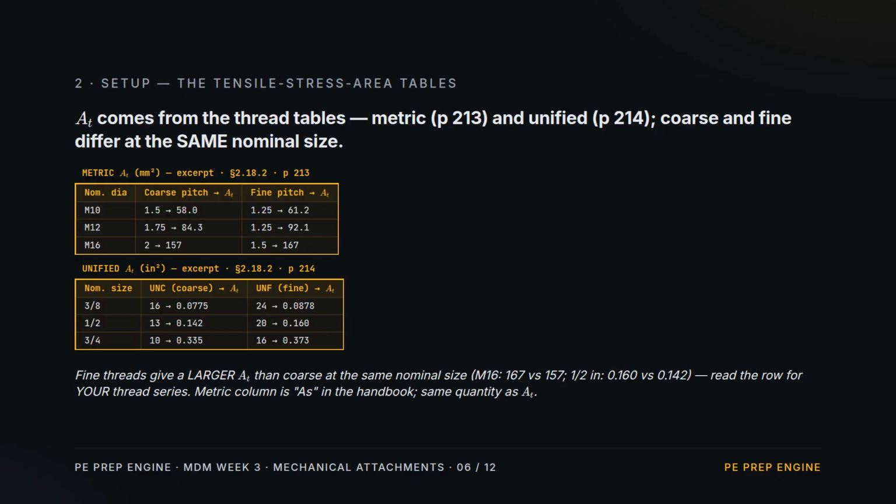Setup Part 1. The tensile stress area tables. The area comes straight from the thread tables. One metric table in square millimeters, one unified table in square inches. Notice that at a single nominal size, the coarse and fine series give different areas. Fine threads leave a bit more material, so their area is larger. For our M16 coarse, we read 157. For the 1/2 inch coarse, we read 0.142. Always match the row to the thread series you're given.